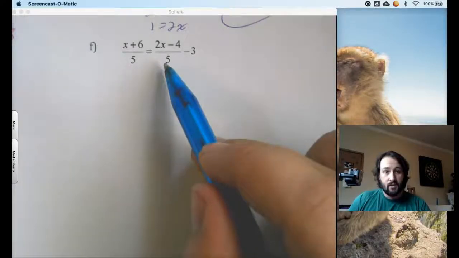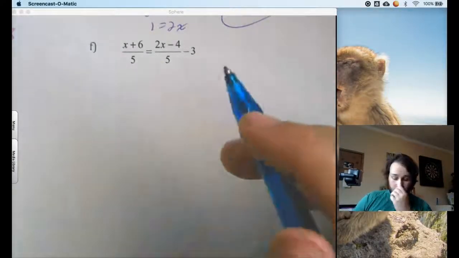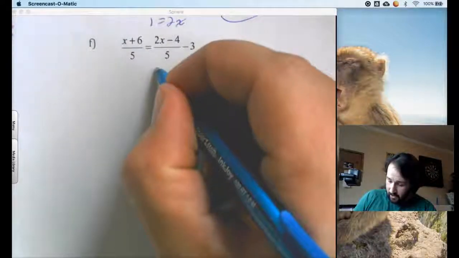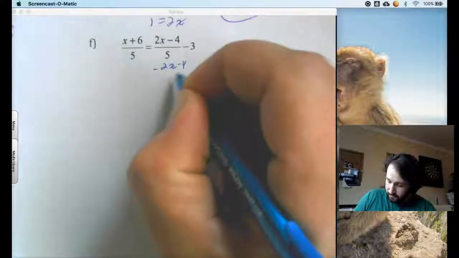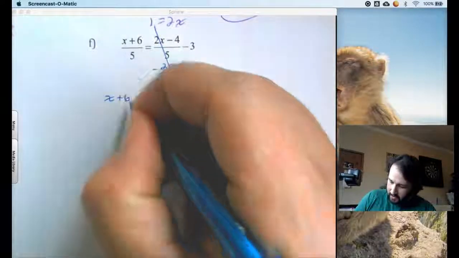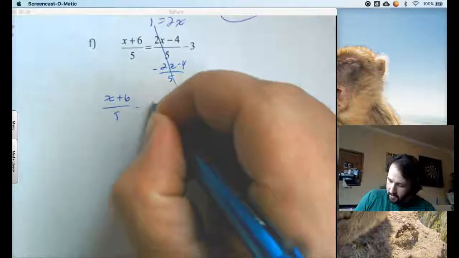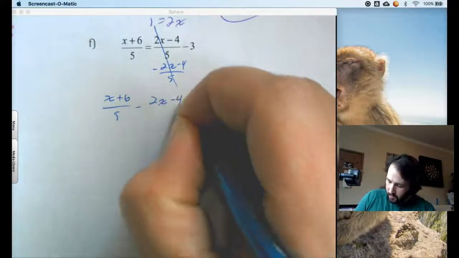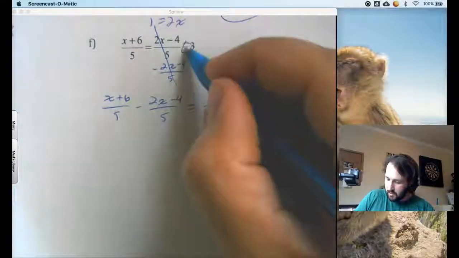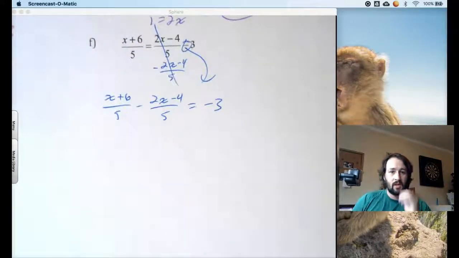Same sort of idea. I notice that these have the same denominator. So what I'm going to do, save myself some time, is subtract this whole fraction so that it makes it 0 on that side, and I have x plus 6 over 5 minus 2x minus 4 over 5 equals negative 3. Make sure you keep that sign with that 3 as you go down.